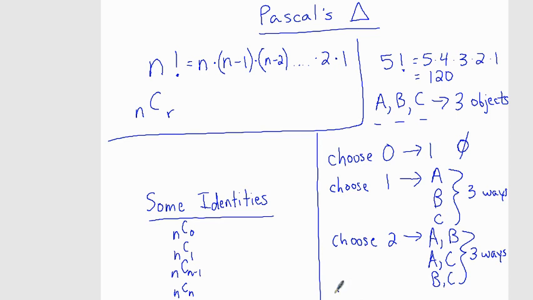Finally, how many ways are there to choose 3? This means I'm choosing all of the objects. Well, it's a similar mentality to choosing 0. If I want to choose all the objects, then I just choose all the objects. The only possible way to do that is to take A, B, and C. And so that's one way. Okay? So that's the idea of combinations.